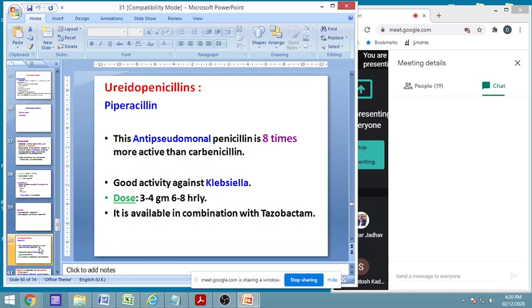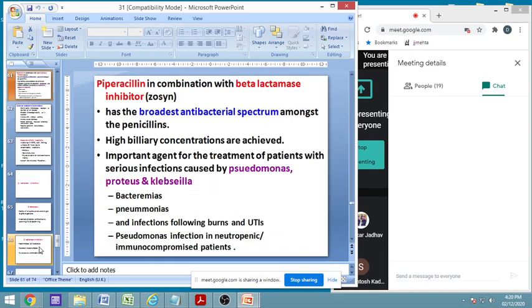The dose is 3 to 4 grams, 6 to 8 hourly. It is available in combination with tazobactam. We shall see what tazobactam is. Piperacillin is given in combination with beta-lactamase inhibitors. It has the broadest antibacterial spectrum among the penicillins, and high biliary concentrations are achieved.